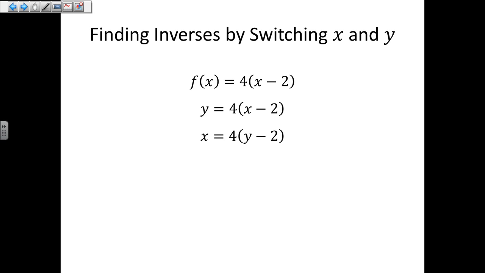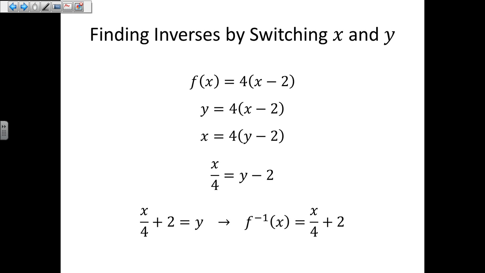The first thing we do is we switch the x and the y. Just switch them. Don't do any thinking about this. If it was a y, change it to an x. If it was an x, change it to a y. And now when I solve for this y, what I'm going to have is the inverse of this function. So the first thing I'm going to do is divide by 4. Now add over the 2, and I have x over 4 plus 2 is equal to y, but what this is right here is the inverse function. So f inverse is equal to x over 4 plus 2.